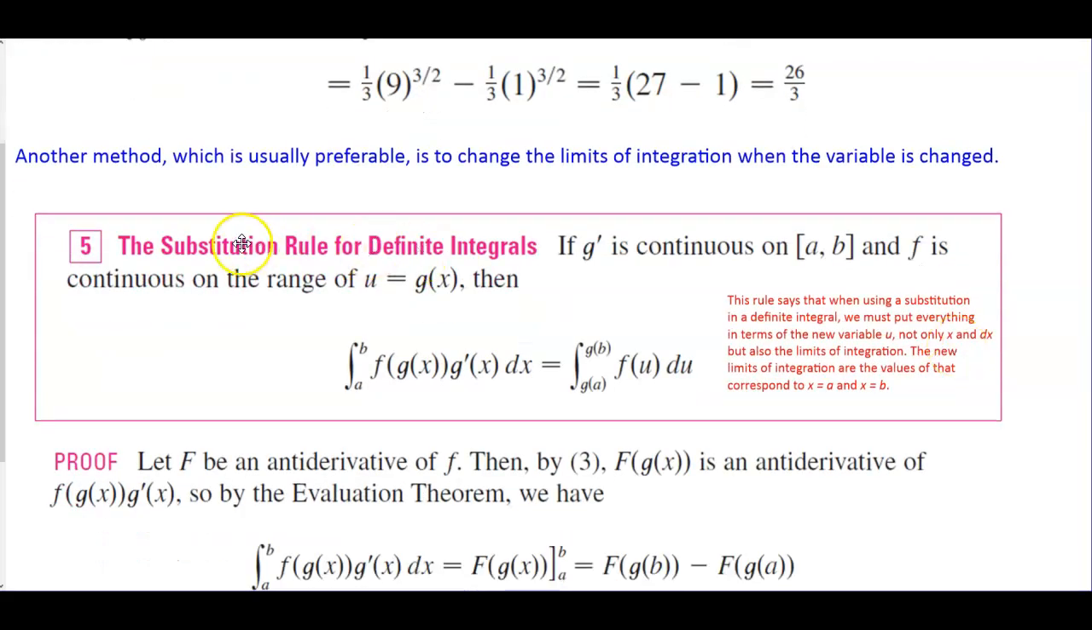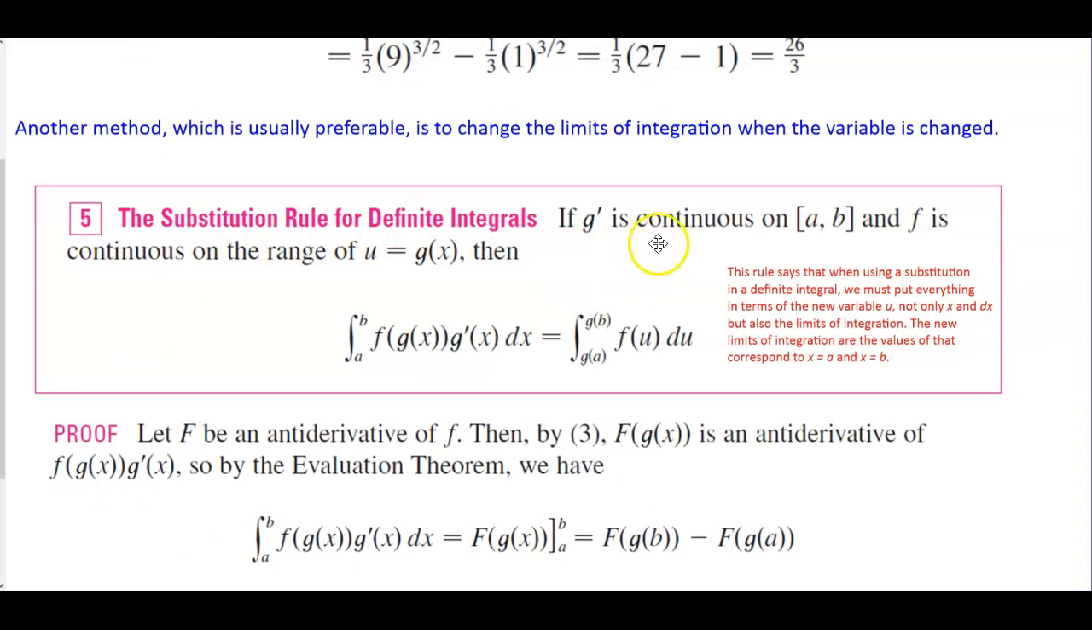Now, number 5, the substitution rule for definite integrals. If g prime is continuous on a closed interval from a to b, and f is continuous on the range of u equals g of x, then the following. The integral from a to b of f of g of x times g prime of x dx is equal to the integral of f of u du, where g of a is the lower limit and g of b is the upper limit.